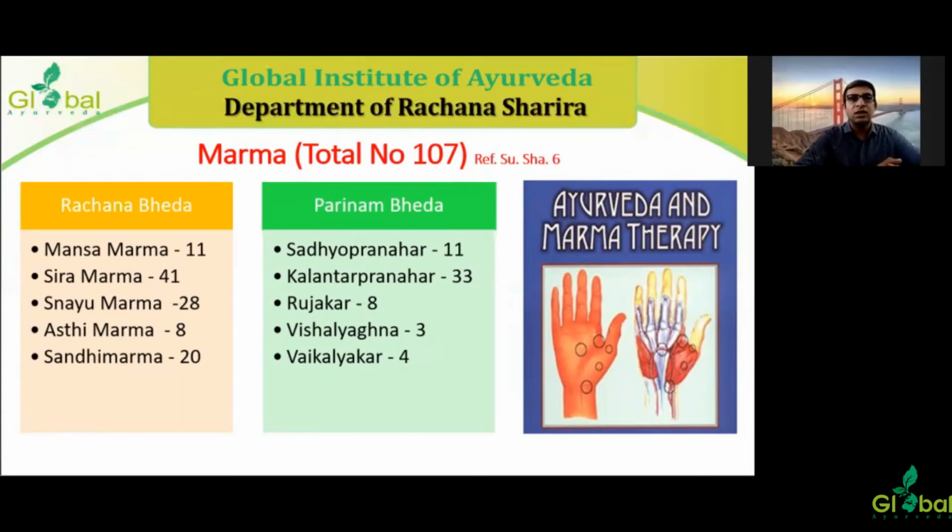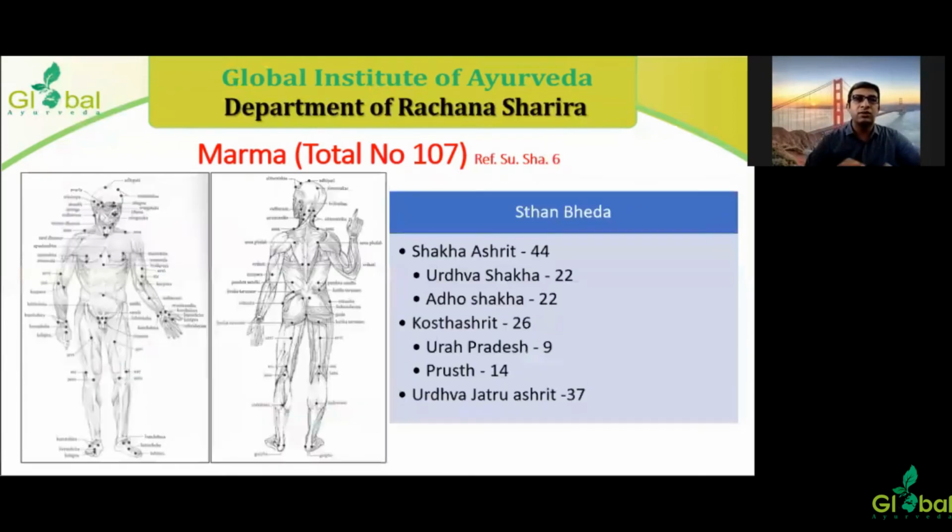As per the clinical effect of injury on the marma, we can classify marma as Sadyah Pranahara marma 11, Kalantara Pranahara marma 33, Rujakara marma 8, Vishalyaghna marma 3, and Vaikalyakara marma 4.